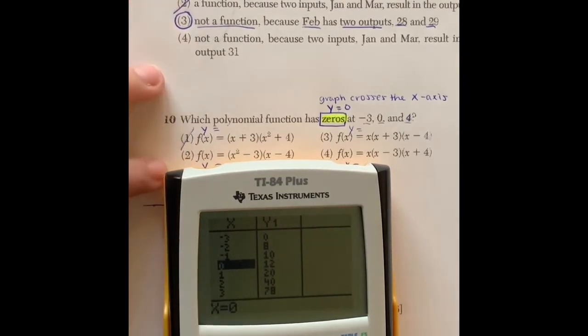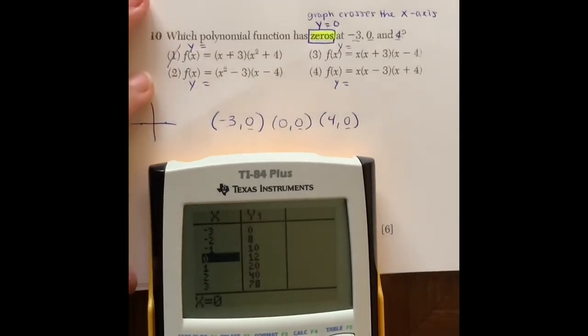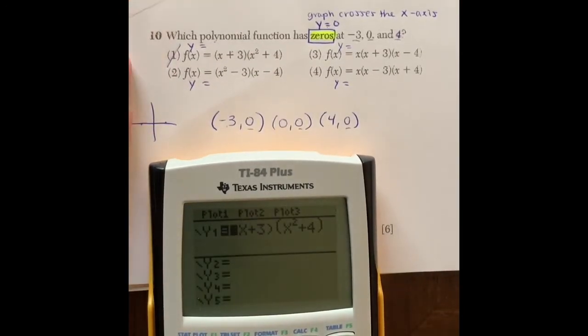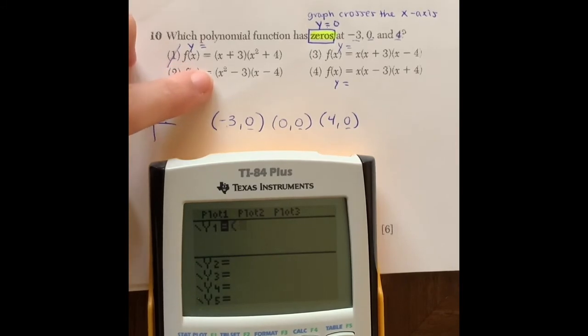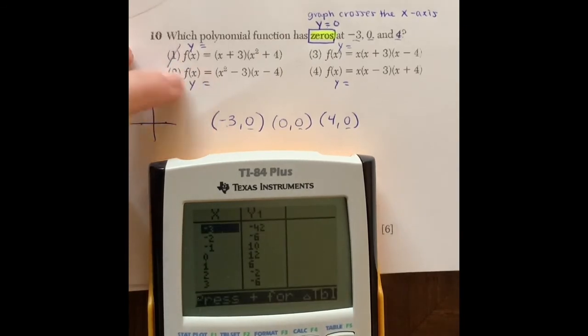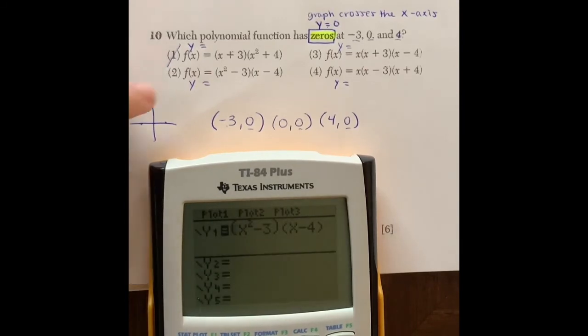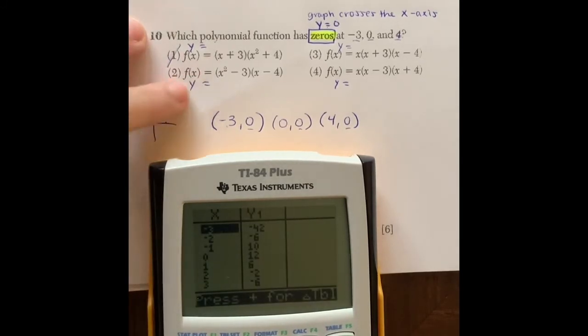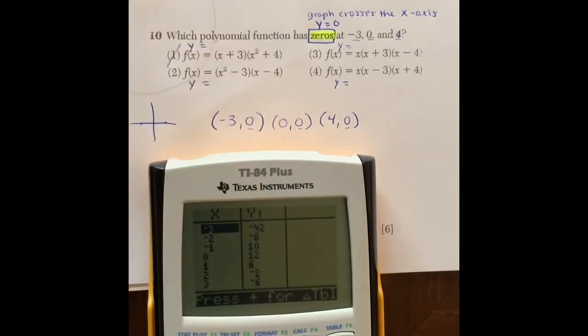So I get rid of that. I go to choice 2. Go back to y equals, clear out what we have, parentheses x squared minus 3, close parentheses, and then another set x minus 4. Go to my table. Again, negative 3. Yeah, sorry. Go to my table. Negative 3 automatically says negative 42. Well, I want negative 3, 0. So right then and there, it can't be choice 2.